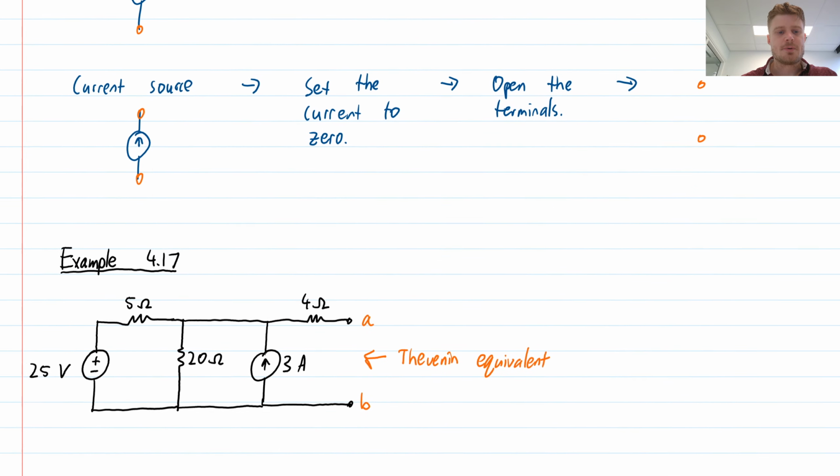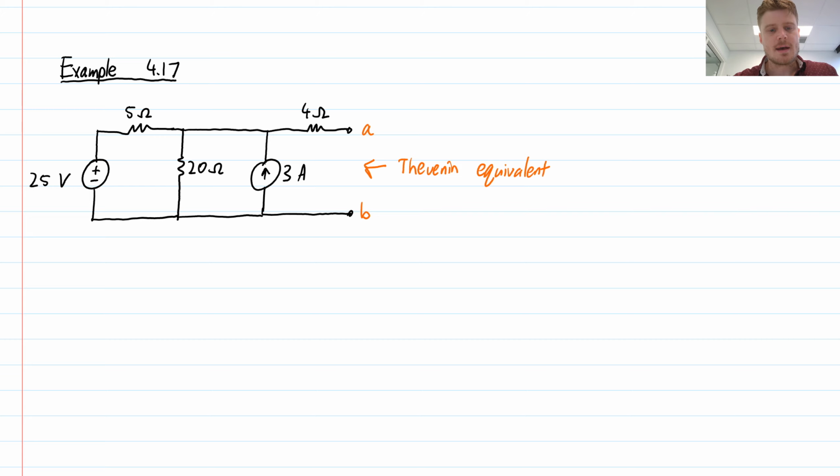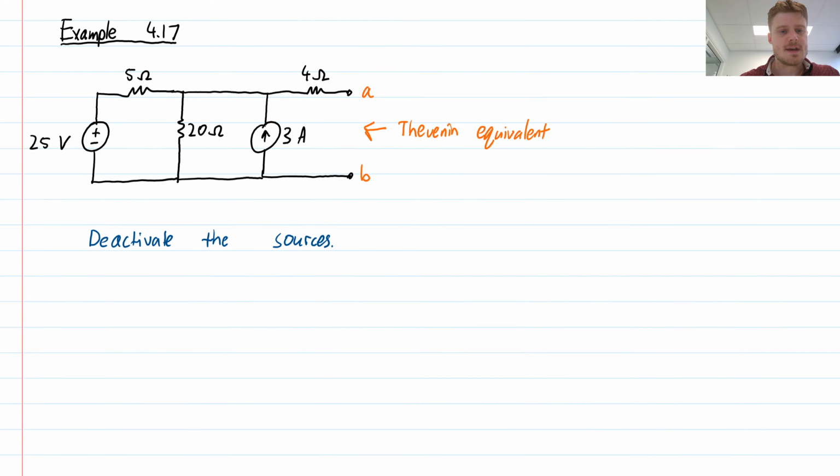So let's do an example. We've got here a network, and we would like to calculate the Thevenin equivalent looking into the terminals labeled A and B. So we need to deactivate the sources. I'm going to redraw the circuit with the sources deactivated. Redrawing, on the left-hand side we have this voltage source. We set it to 0 volts. 0 volts means short circuit. And so I just replace that one with a line.